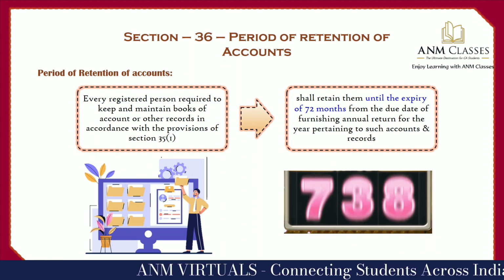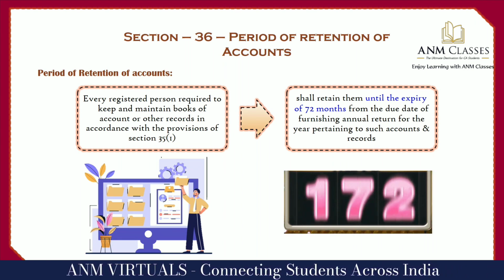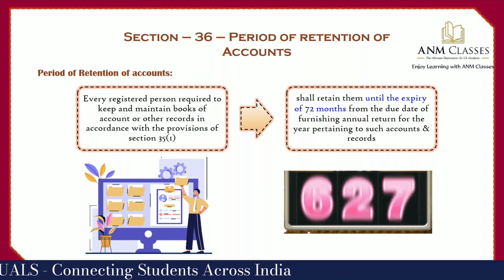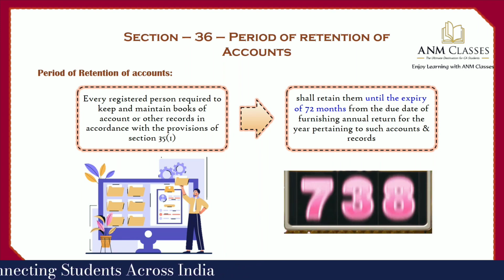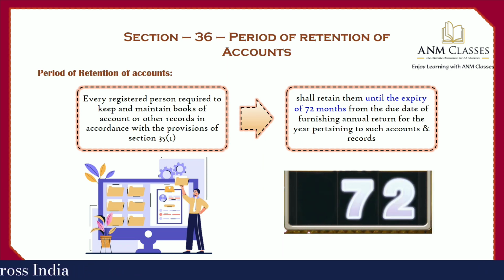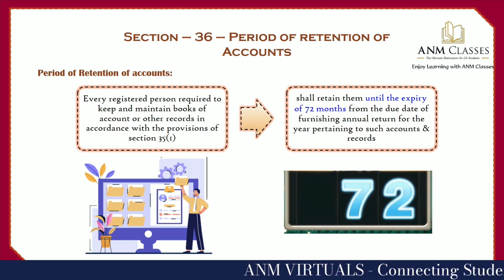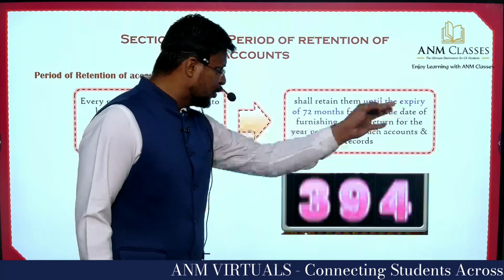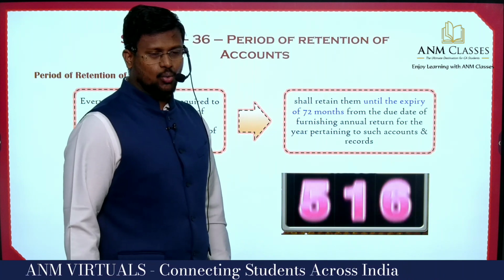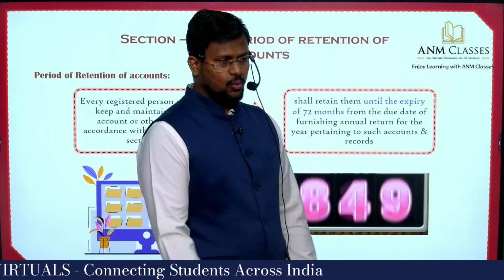I'm moving to section 36, period of retention of accounts. How long should the books of accounts be kept? Every registered person required to keep and maintain books of accounts or other documents in accordance with the provisions of section 35 subsection 1, the list of records mentioned there, shall retain them until the expiry of 72 months from the due date of furnishing the annual return for the year pertaining to such accounts and records. That means, sir, what is our financial year?